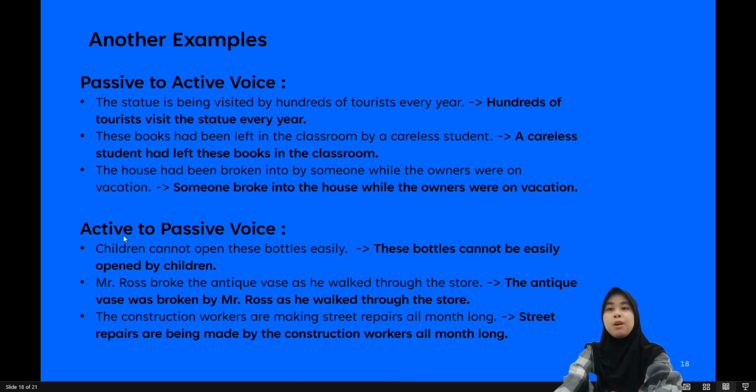And here are examples for active to passive voice. Children cannot open these bottles easily. The passive voice: these bottles cannot be easily opened by children. Active voice: Mr. Ross broke the antique vase as he walked through the store. And the passive voice: the antique vase was broken by Mr. Ross as he walked through the store. Active voice here: the construction workers are making street repairs all month long. And the passive: street repairs are being made by the construction workers all month long.